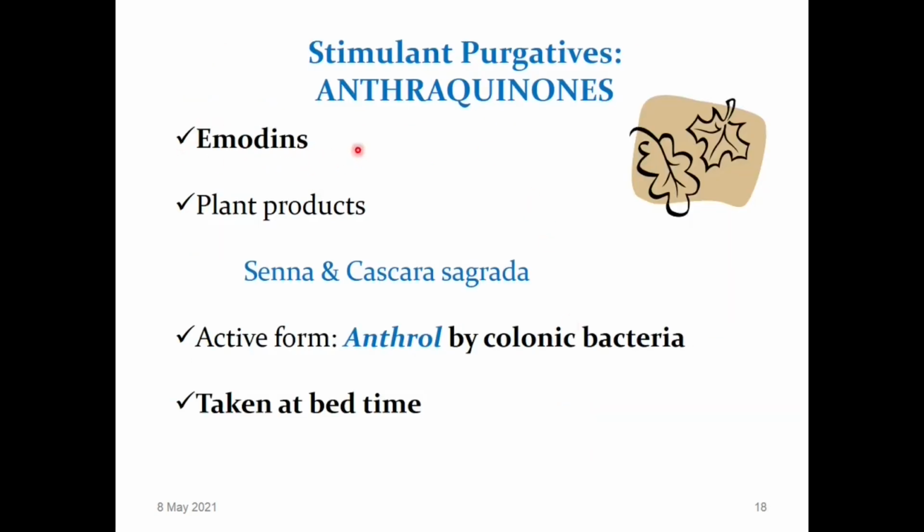Anthraquinones are also known as emodins. Basically, these are plant products. The two drugs available are senna and Cascara sagrada, and they are very highly effective stimulant purgatives. In fact, the toxicity of Cascara, the main symptom is several episodes of loose motion, resulting in diarrhea and electrolyte imbalance. The active form is released by colonic bacteria, and this is also taken at bedtime, and a very low dose is required.